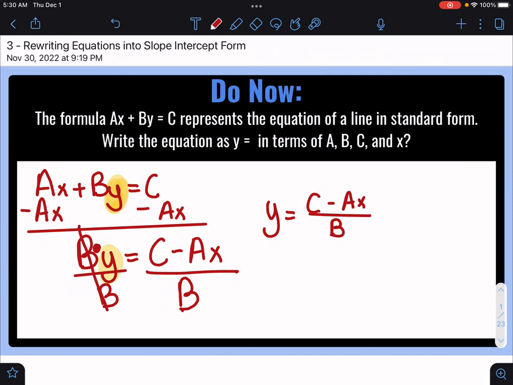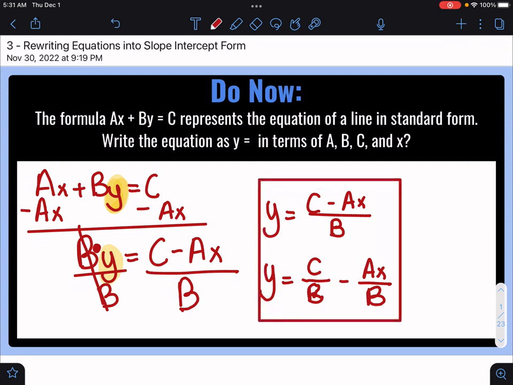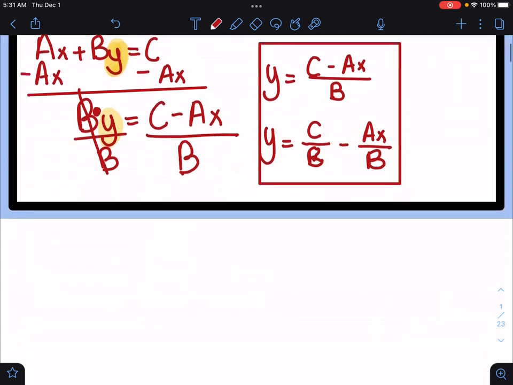The only other way that you can see this written is y equals c over b minus ax over b, if they separate both of them. Both of these are fully correct. What you did is you got your equation to be y equals, and on the other side you have the a, b, c, and x. Alright, that is basically what we are going to do today.